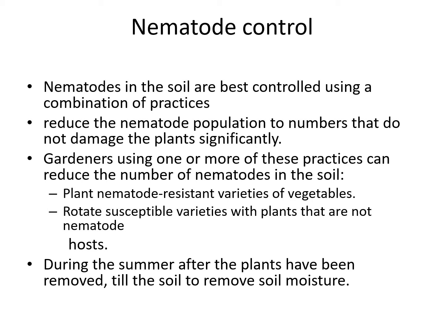Do crop rotation. If you've had trouble in the past and you can't figure it out, you've treated for diseases and pests or viruses, bacteria and fungi and pests, and it still is going on, you may have a nematode problem. So rotate your crops and put in plants that are not nematode hosts. During the summer, after the plants have been removed, till the soil to remove soil moisture. Take all the moisture out of it. They can't live without moisture in there.